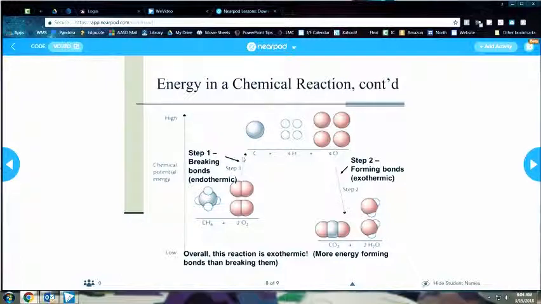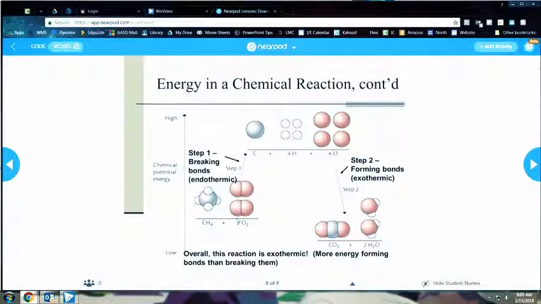So step 1 is the energy we put in, also known as activation energy. And step 2 is the energy that we get out of the reaction. So if we look at this particular reaction, this one would be considered exothermic because there's more energy that we get out on step 2 than what we had to put in.